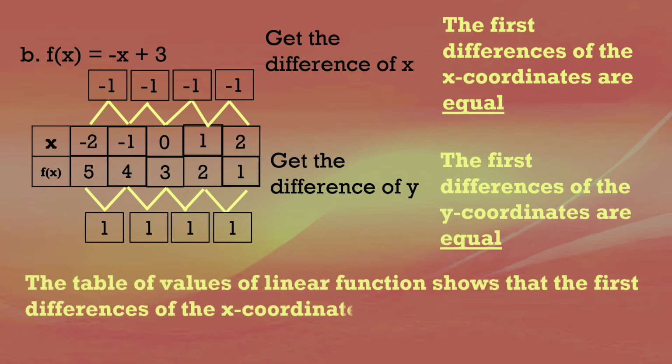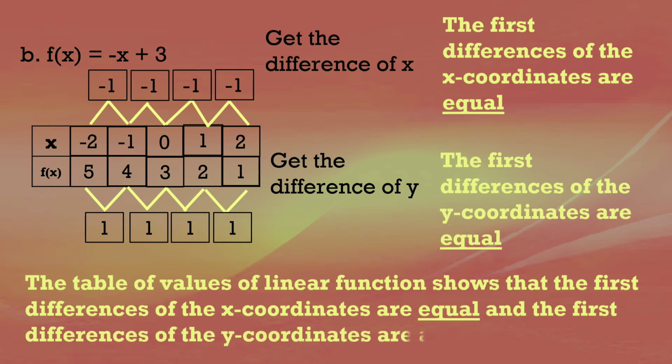So, the table of values of a linear function shows that the first differences of the x coordinates are equal and the first differences of the y coordinates are also equal. So, kapag kinuha nyo yung first difference ng ating x, kailangan magkakaparehas. At pag kinuha nyo yung first difference ng ating y, dapat magkakaparehas. So, pag parehas ang difference ni x at parehas din ang difference ni y, yun ay isang linear function. Kapag sa umpisa pa lang magkakaiba na, hindi na siya linear function.